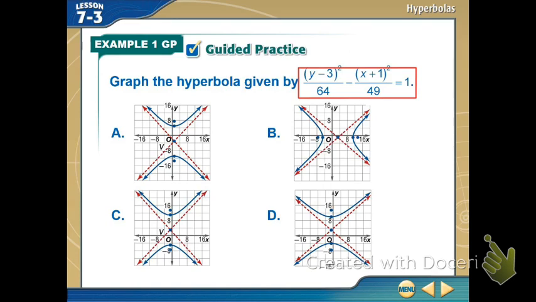Then you want to find the focal length so you can plot the foci, draw in your asymptotes, and complete the graph. So go ahead and pause the video now, graph this, and then check your answers when you resume the video.